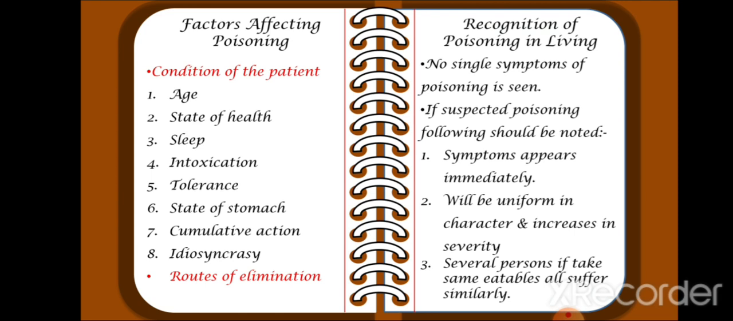Moving on to the next slide, the factor affecting poisoning is the condition of the patient. The condition of the patient is the first and foremost thing to be taken into consideration. We have to consider the age, the state of health, the sleep, the intoxication of the body, the tolerance of the body, the state of stomach. In the state of stomach, whether it has been ingested on an empty stomach or with a full stomach. For example, if someone is having alcohol on an empty stomach, they will have more effect of alcoholism than taking it on a full stomach, because the rate of absorption of the alcohol will be reduced.